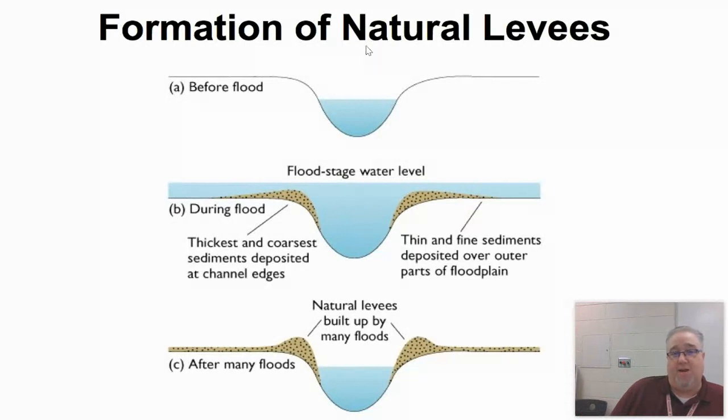We're showing the formation of a natural levee. For example, here's the land on both sides. This is floodplain land here, right? And so when that water overflows, all of those sediments and all of the nutrients get dropped on the land.